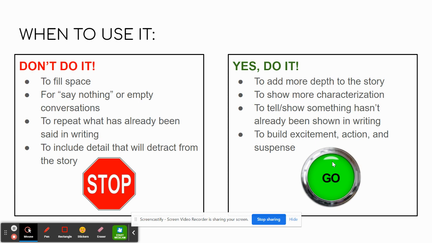Now over on this side, the go, this is when you should use dialogue. Use it to add more depth to the story, make your story deeper, more engaging to readers. Use it to show more characterization. Remember what we did the other day with characterization. How can we learn about characters, their personalities, their true feelings and so forth? If you think dialogue can show that, use it. Use it to tell or show something that hasn't already been shown in the writing, or use it to build excitement, action, and suspense. So some do's and don'ts on writing dialogue.